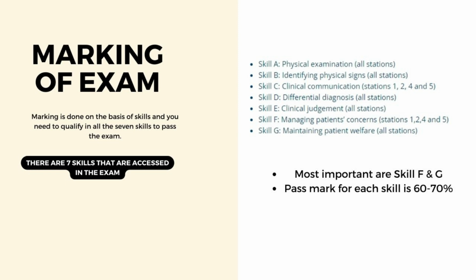The third skill is skill C, which is clinical communication. It would be observed in your stations 1, 2, 4 and 5. Skill D is differential diagnosis, which is observed in all the stations. Skill E is clinical judgment, which is observed in all the stations as well.